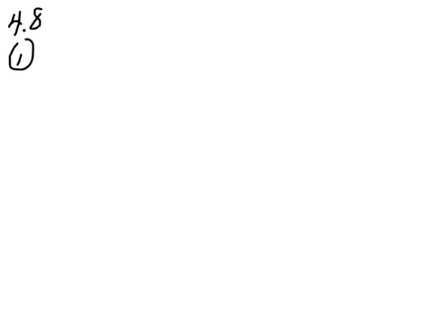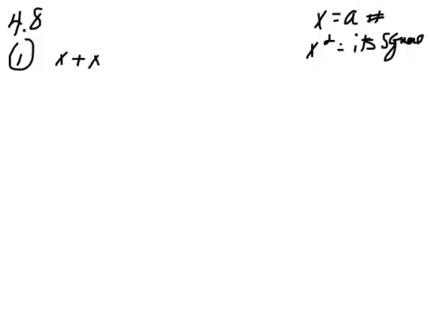Okay, 4.8 number 1 says the sum of a number, let's call the number x, and its square. So if you square it, that would be the square of the number. So if it says the sum of the number and its square, we're going to take those two things and we're going to add them. So we have x plus x squared.